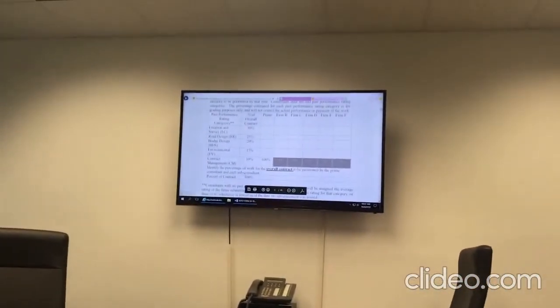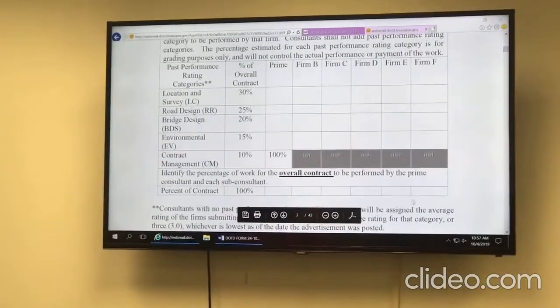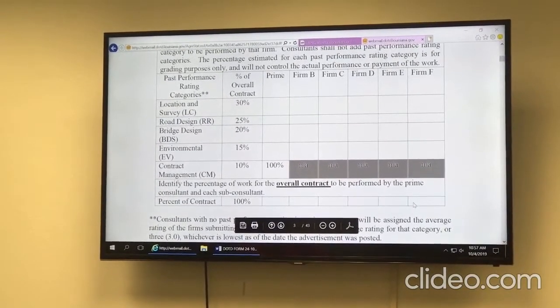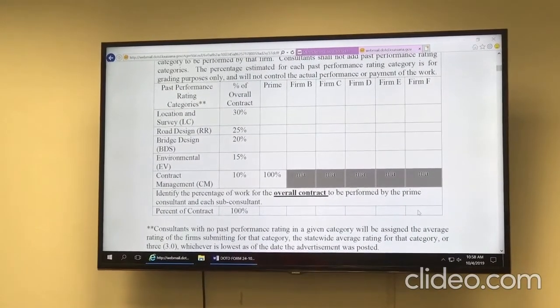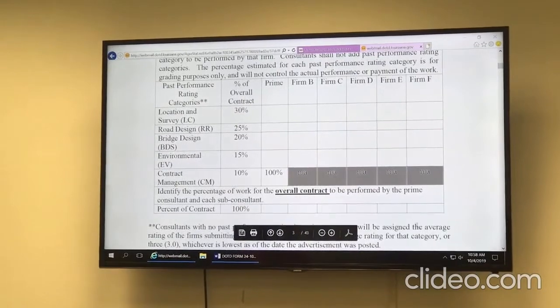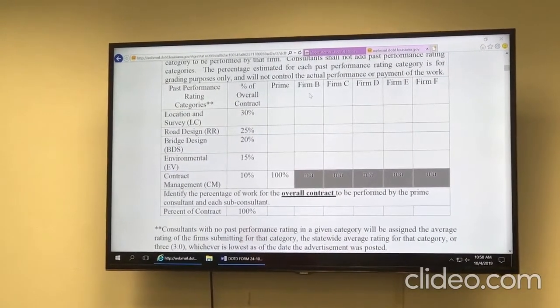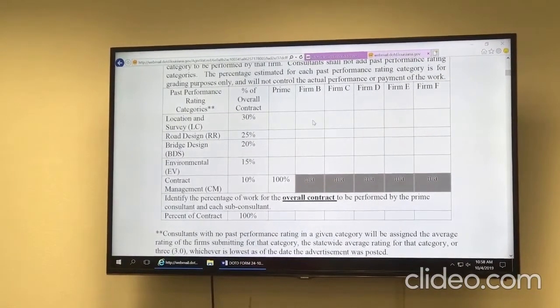And then same thing is true with percentage of contract down here at the bottom. Let me move it up just a little bit. Percentage of contract is 100%. Well, when you add these up right here, everyone's participation, that should add up to 100%. And sometimes, believe it or not, it doesn't. I remember one in particular that added up to 102%. So if firm B, in our example, under location and survey is doing 50% of the 30%, then you need to calculate what that is of 100% of the full contract.